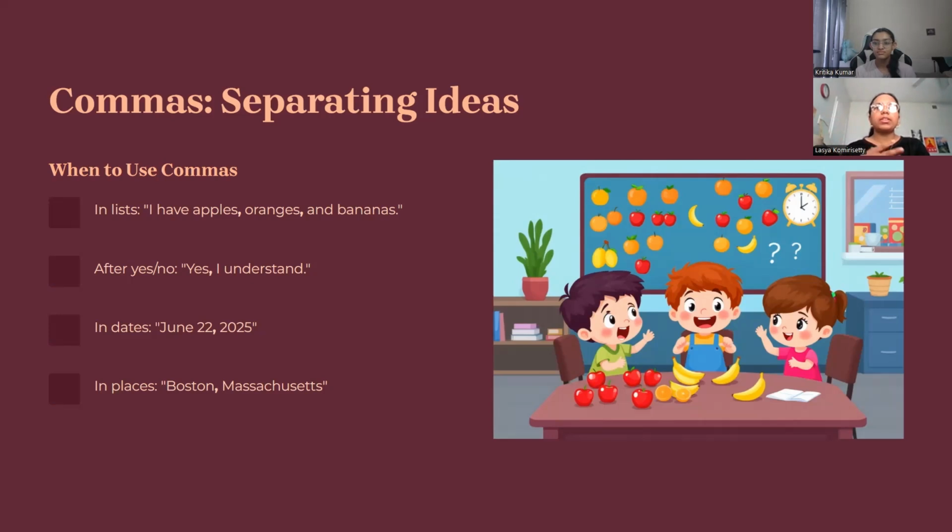But if you're living in the US, you do need a comma and you start with the month, the date, comma, and then the year. You can also use commas in places. So when you're listing a specific place, like Boston, comma, Massachusetts. So you're saying Boston and then comma, Massachusetts, because you're telling them a specific area in the place.